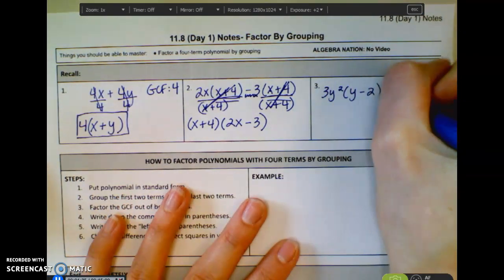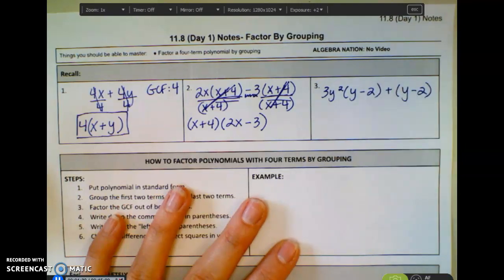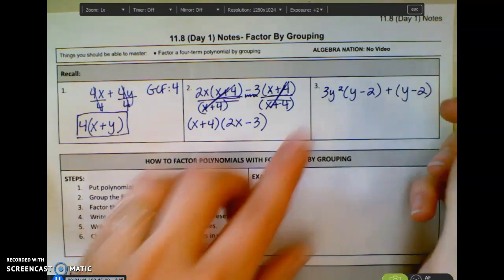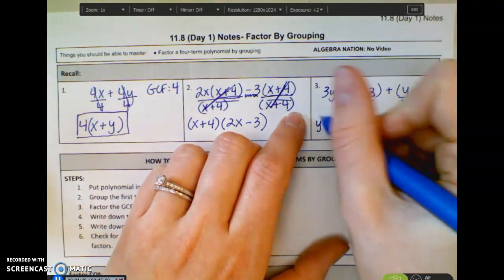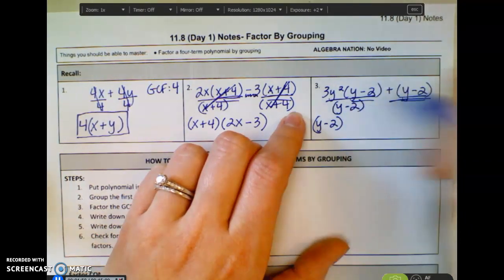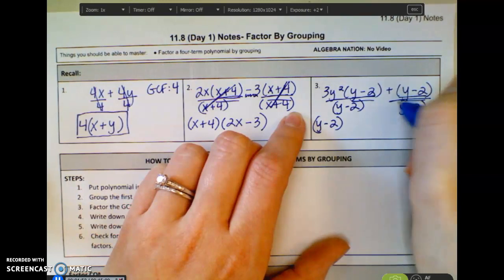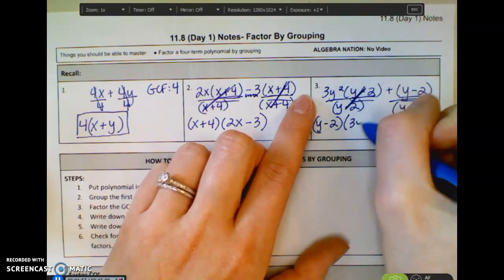I want you to pause the video and try it. All right, now that you've tried it, what do they both have in common? They both have that y minus 2. So I'm going to divide both sides by the y minus 2. Over here, the y minus 2's cancel, and we're left with 3y squared.